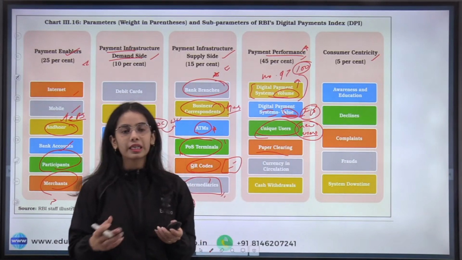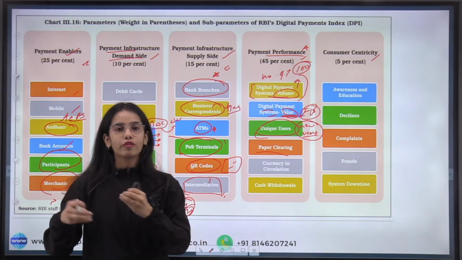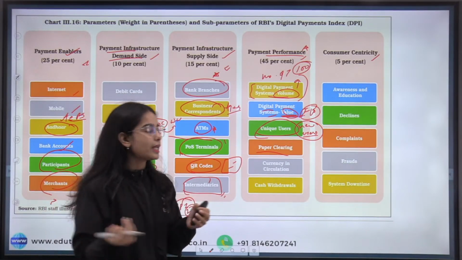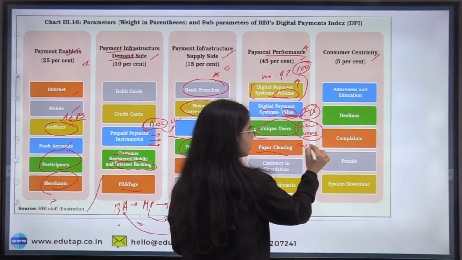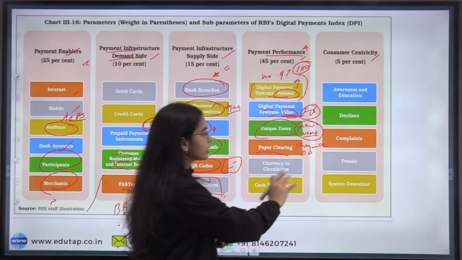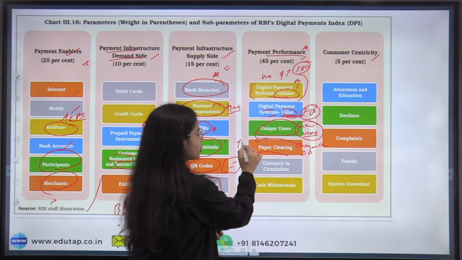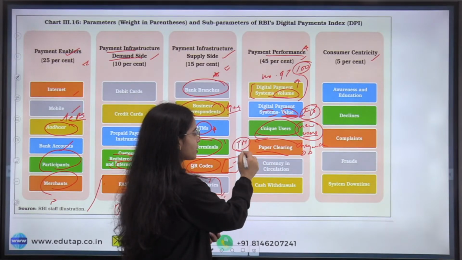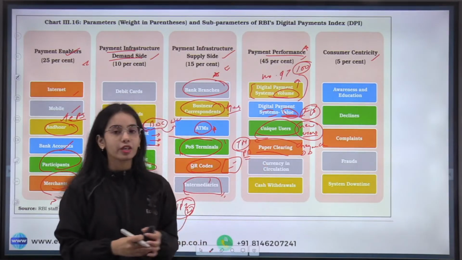Paper clearing. Paper clearing is the traditional method of doing the payments. Okay, like the check clearing or the demand drafts. So these check clearing, demand drafts, they are the traditional method of doing the transactions. They are the paper based method of doing the transaction.